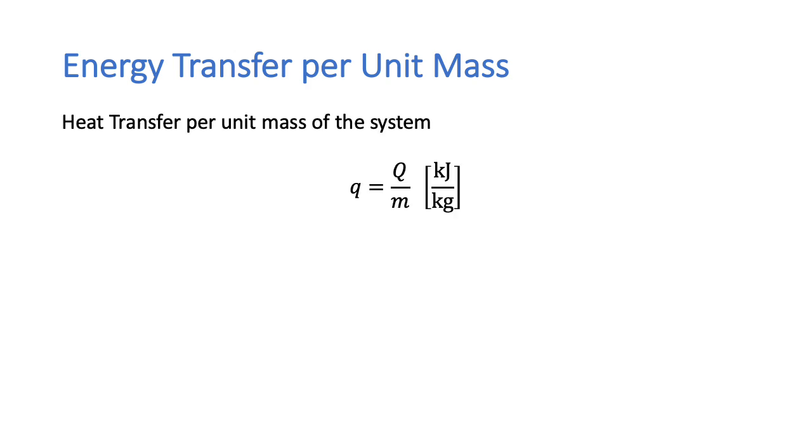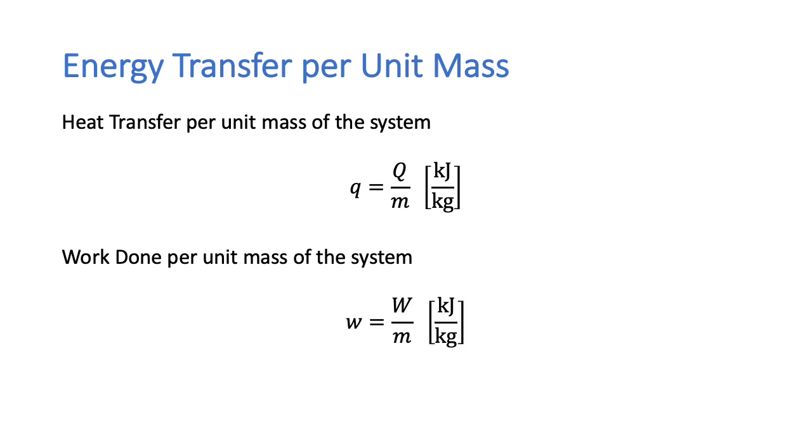The heat transfer per unit mass of a system is denoted by a lowercase q, and it is equal to Q upon m, where the uppercase Q is the total heat transfer and m is the mass of the system. Similarly, the work done per unit mass of the system is denoted by a lowercase w, which is equal to the work divided by the mass of the system. It is important to remember that Q and W are not properties of the system because heat and work are not properties.